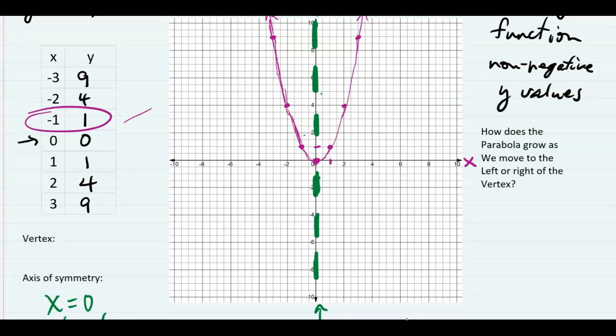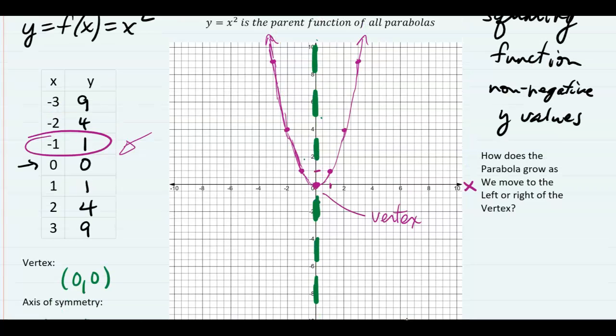If we go back to our table over here, we notice that the smallest y value is 0, and it's when x is 0, and that point is known as the vertex. The vertex has coordinates 0, 0. I'm going to come over here to this question I've written. How does the parabola grow as we move to the left or right of the vertex?